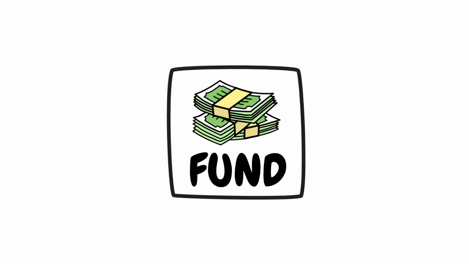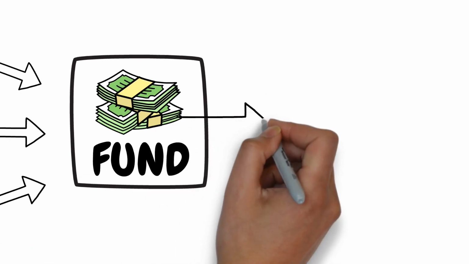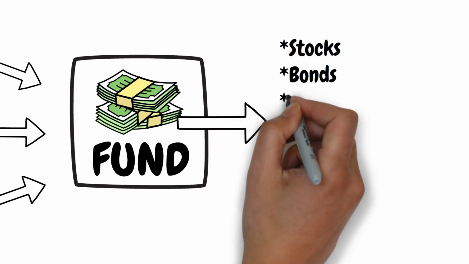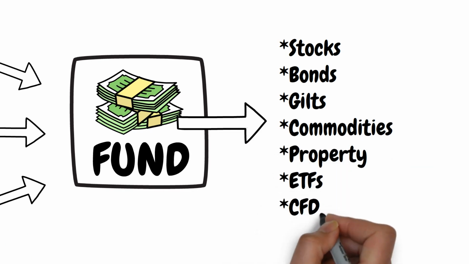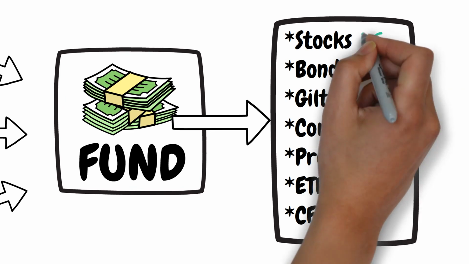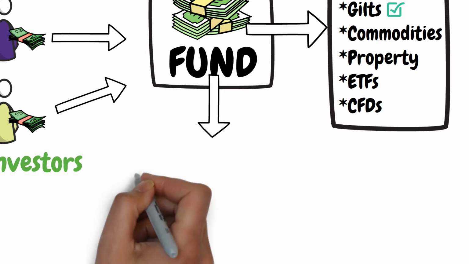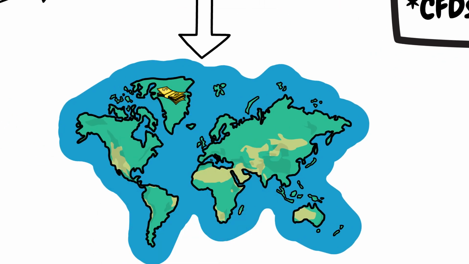A fund is an investment strategy that pools together investors' money to purchase a range of securities. These can include stocks, bonds, gilts, commodities, property, other investment funds, ETFs, or CFDs, along with other investment strategies. Some funds may invest in all of these, and some may invest in one or two of these. They can also invest in a range of countries too. But again, some may only invest in just one country.